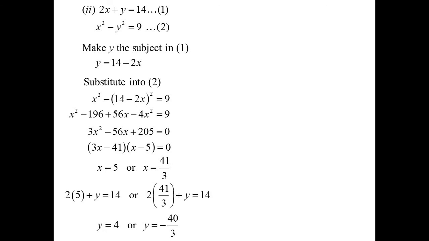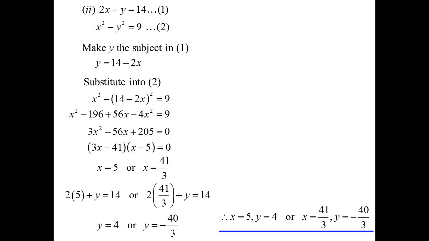Now, how we write the final answer here is quite important. I don't just write x equals 5 or x equals 41 on 3, and y equals 4 or y equals minus 40 on 3, like I have there, because that would imply there's actually 4 possible solutions. It's sort of implying I could match any of the x's with any of the y's. So it's more correct for this one to match them up the only way it will work. That is x equals 5, y equals 4. That's a possibility. And x equals 41 on 3, y equals negative 40 on 3. That's the other possibility.